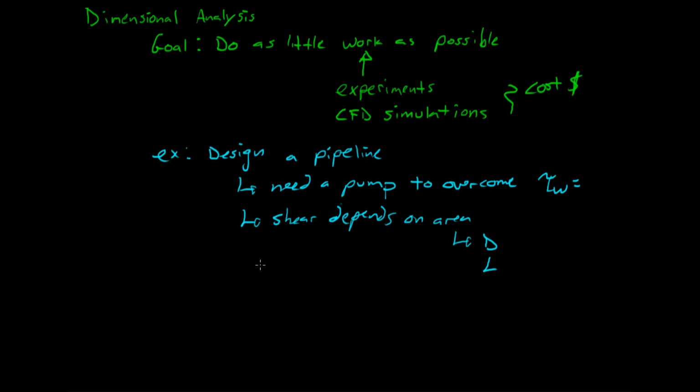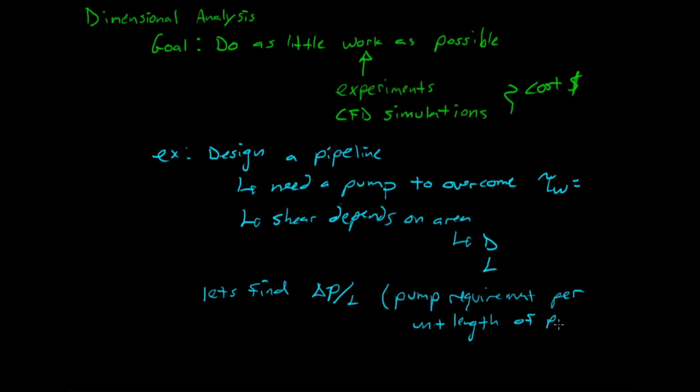And so if we were being really efficient, maybe instead of saying what pump do we need for this pipeline, we could say what pump do we need for any pipeline. And so what I want to do is actually find the pump requirement per unit length of pipe, delta P over L. So this is the pressure that the pump has to create, and we can normalize it by the length here and say for any length pipe you just multiply by L and it would give us the pressure that you need from that pump. So this is the pump requirement per unit length of pipe.